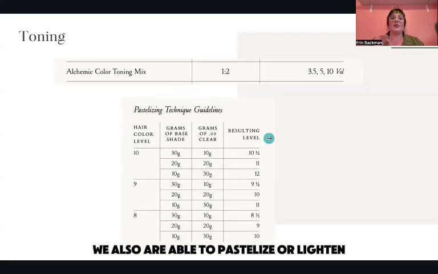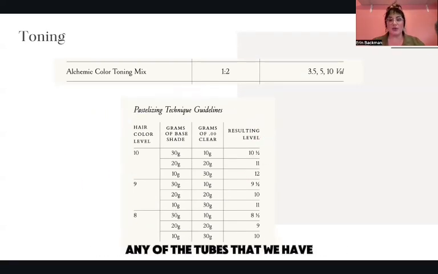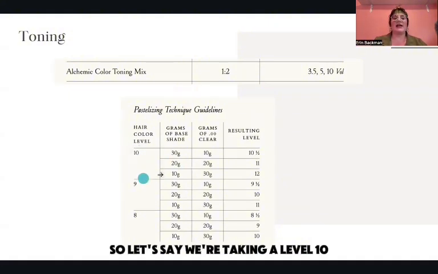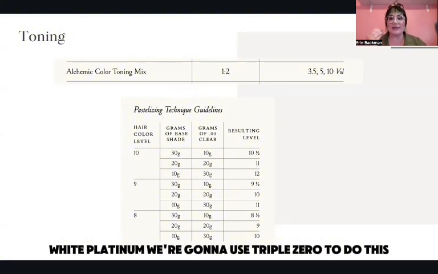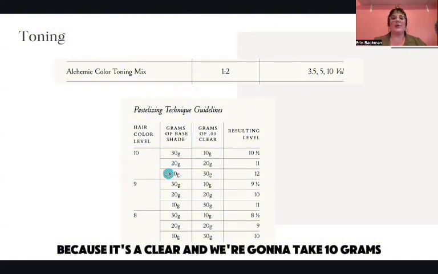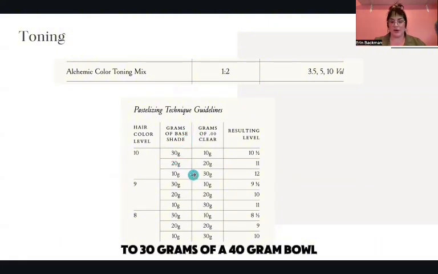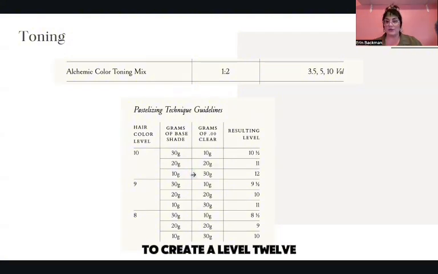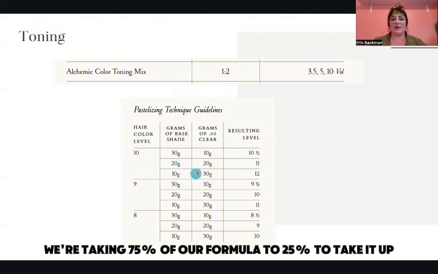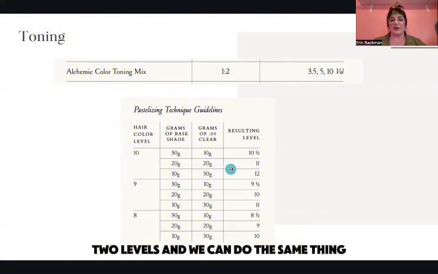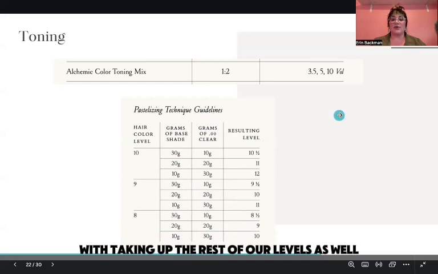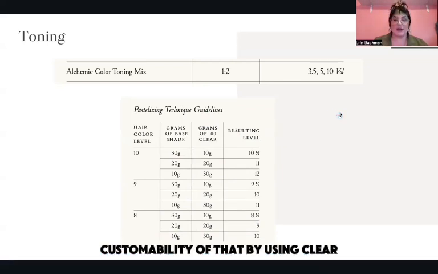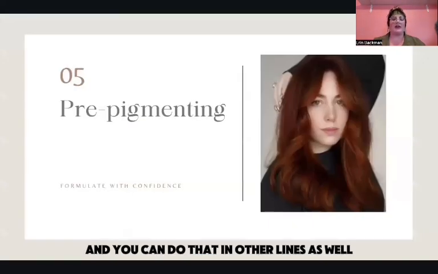Then we also are able to pastelize or lighten any of the tubes that we have. So let's say we're taking a level 10 and we want to lighten it up to like a 12 because someone really wants to be clean, white, platinum. We're going to use 000 to do this because it's a clear. And we're going to take 10 grams to 30 grams of a 40-gram bowl to create a level 12. So we're taking 75% of our formula to 25% to take it up 2 levels. And we can do the same thing with taking up the rest of our levels as well. So I love the customability of that by using clear, and you can do that in other lines as well.